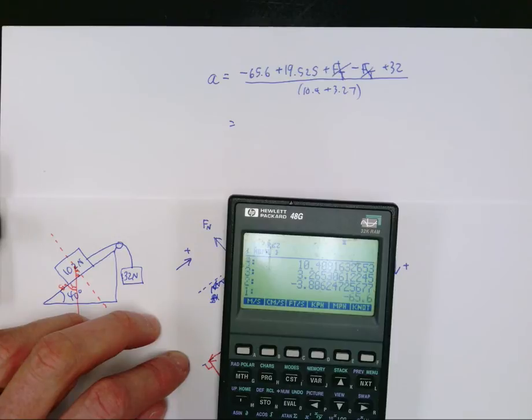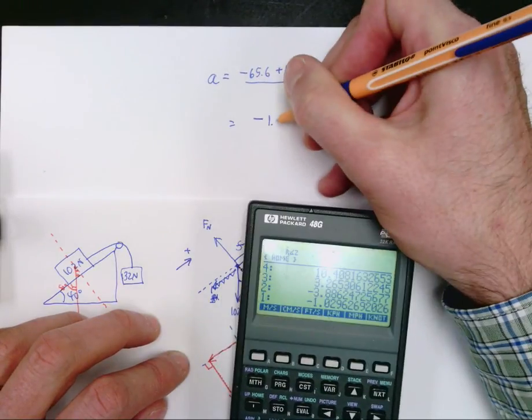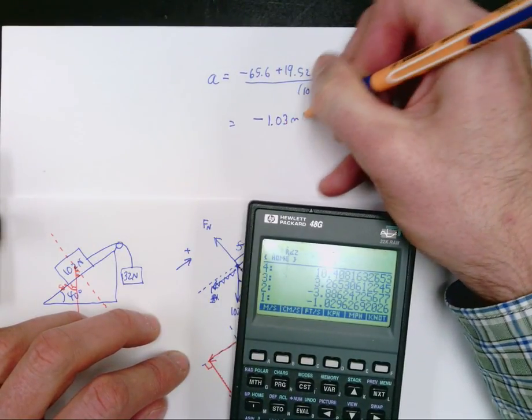65.6, 19.525, and 32. And dividing by 10.4 plus 3.27 gives me an answer of negative 1.03, let's say, meters per second squared.